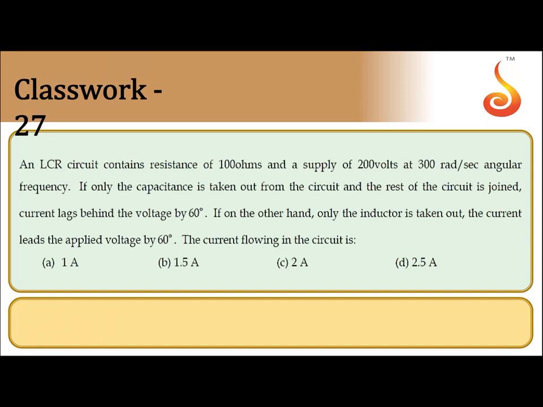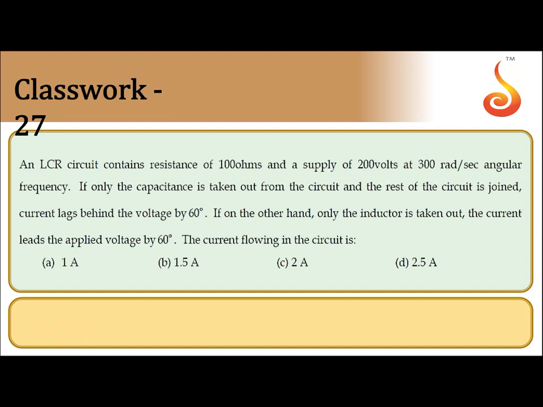An LCR circuit contains a resistance of 100 ohms and a supply of 200 volts at 300 radian per second angular frequency. If only the capacitance is taken out from the circuit and the rest of the circuit is joined, the current lags behind voltage by 60 degree. If on the other hand only the inductor is taken out, the current leads the applied voltage by 60 degree.